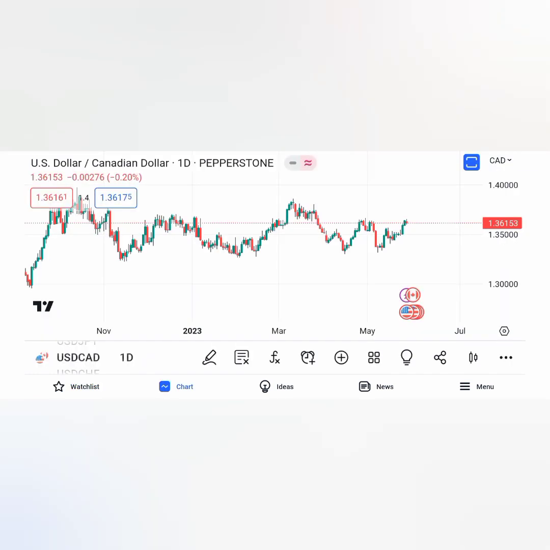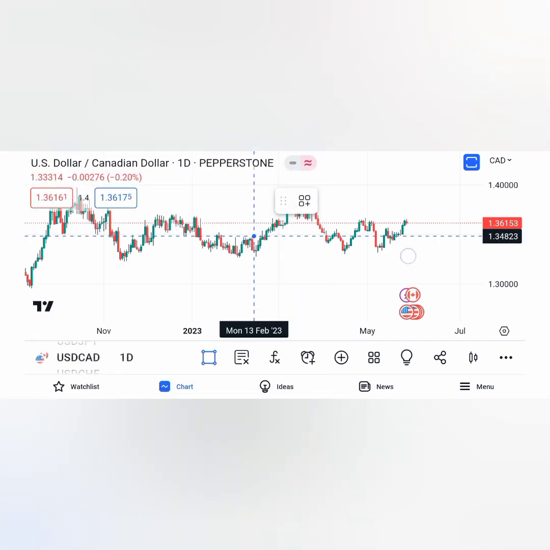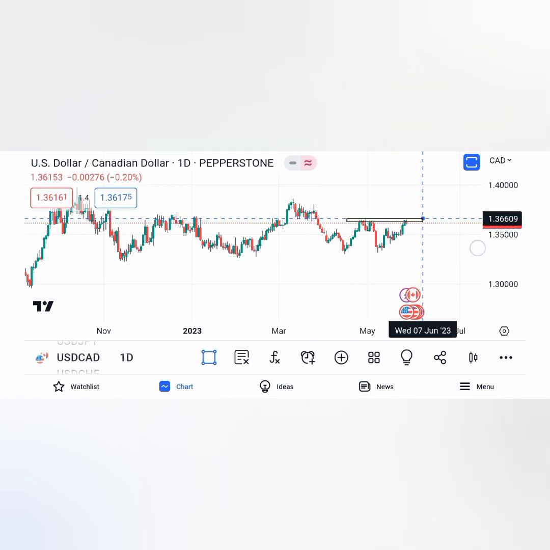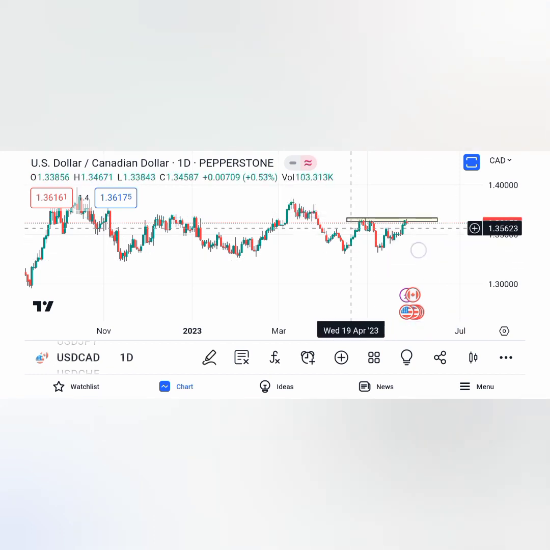So, starting with USD CAD, we can spot a key level here, at this very point. You can see that this key level has been touched once, twice, and we can see the third touch here.